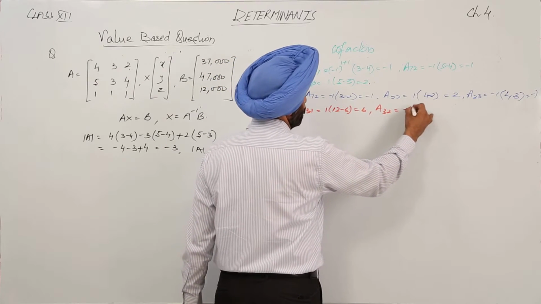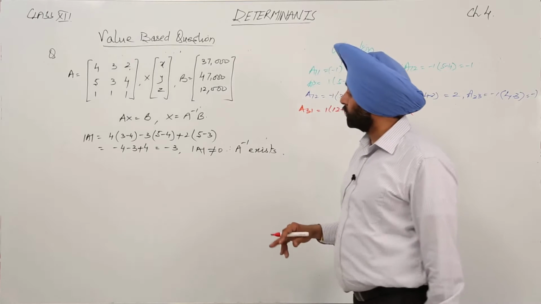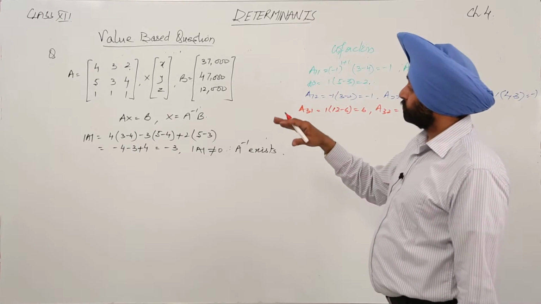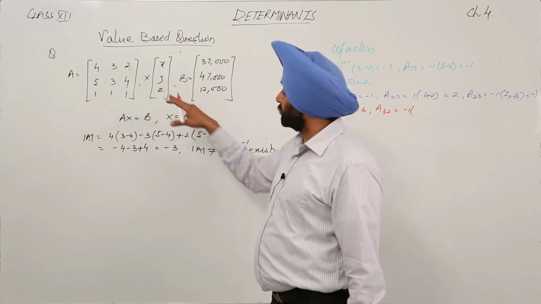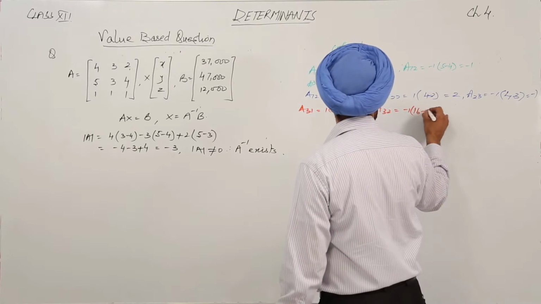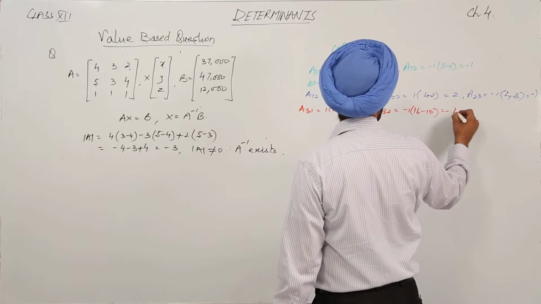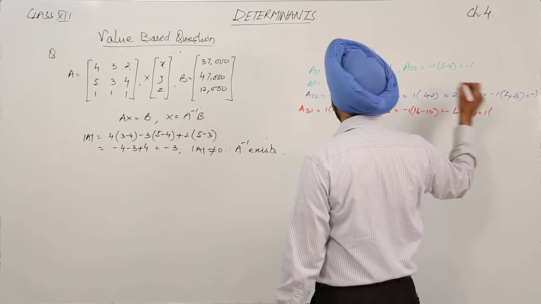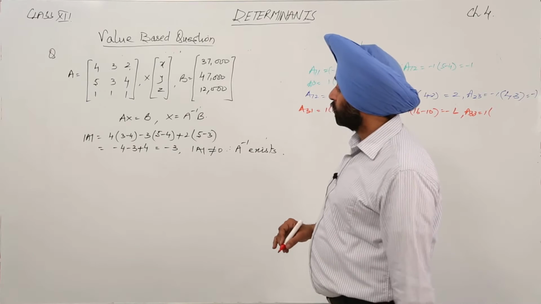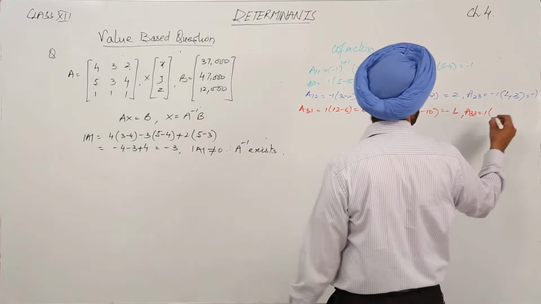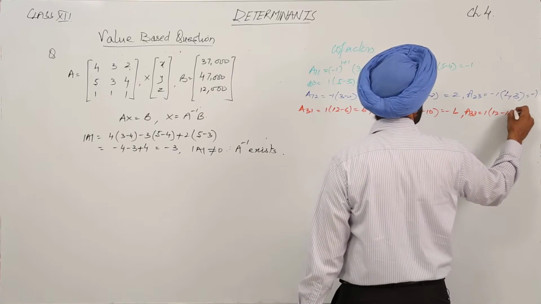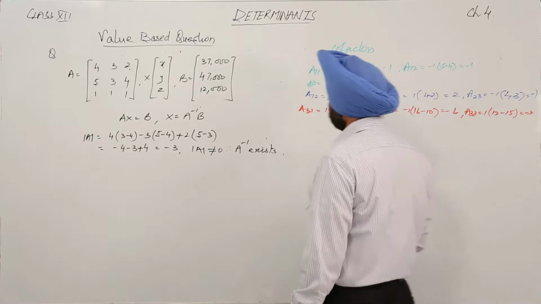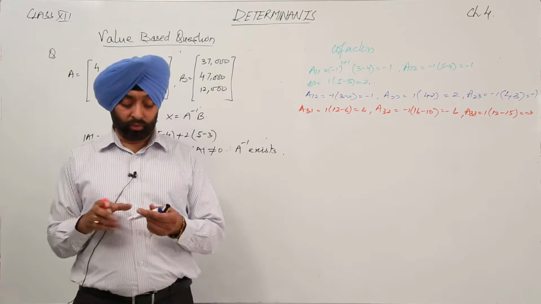A32 is equal to -1. Now for A32 we are having 16 minus 10. 16 minus 10, this is equal to -6. And A33 will be 1 with, now A33, 12 minus 15. Okay. 12 minus 15 is equal to -3. Okay. So here are all the 9 cofactors.